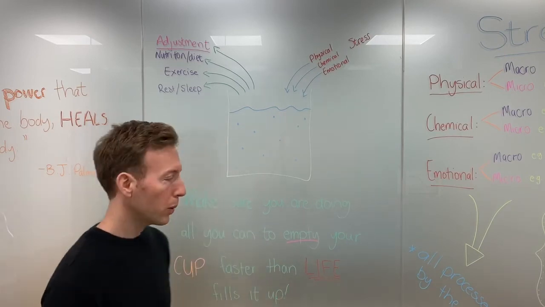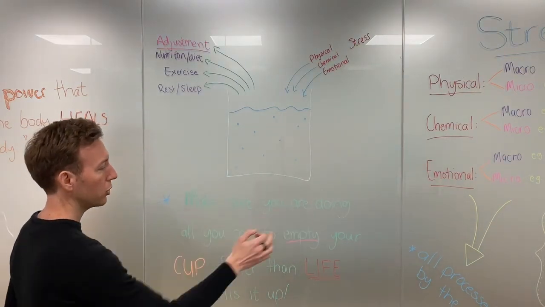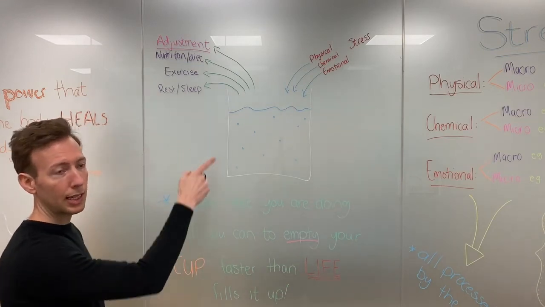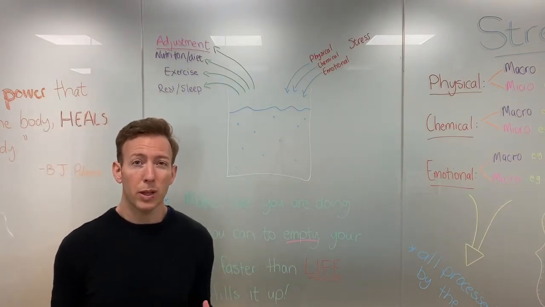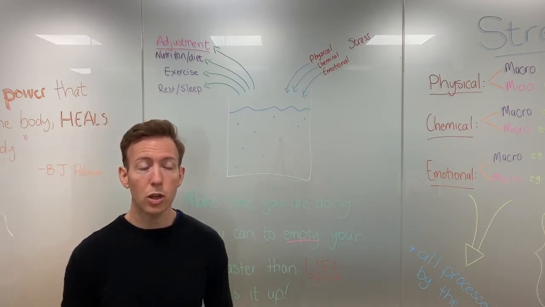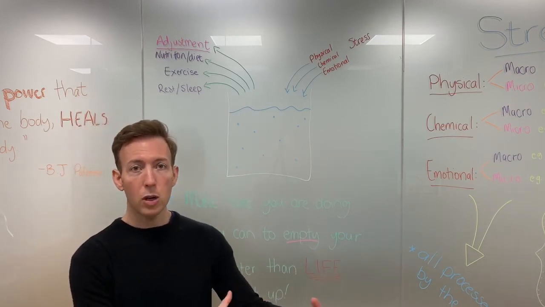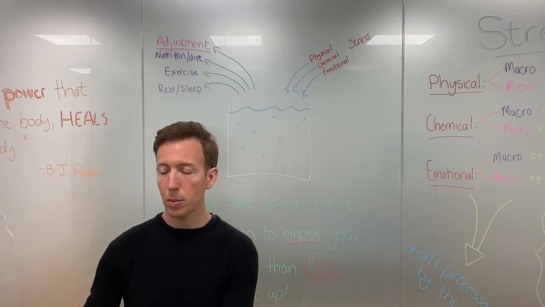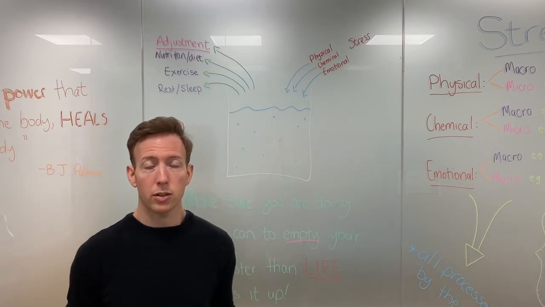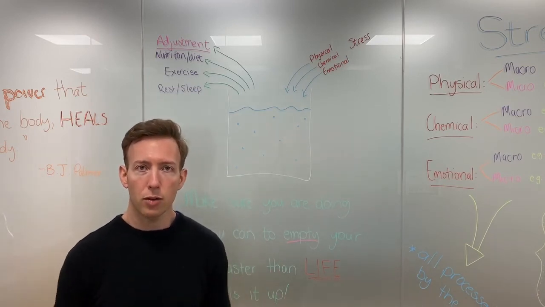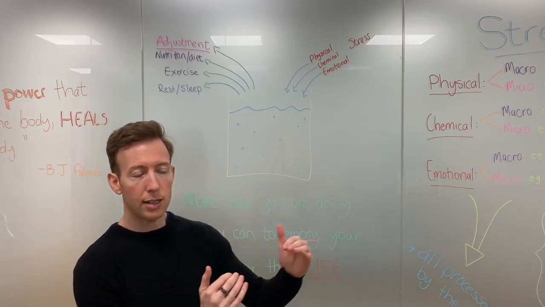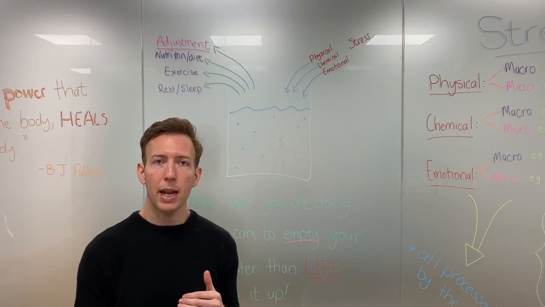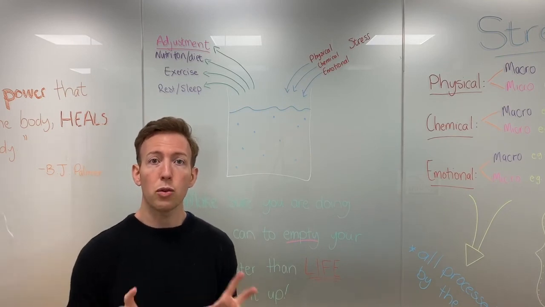So essentially, what we want to do is make sure that you're doing everything you can to empty that cup faster than life is filling it up. Because really, we can't stop stress from happening. We can't stop things like our boss, we can't stop finances, we can't stop coronavirus, all these things from happening. But we can try and mitigate that by doing everything we can to set ourselves up so that our body is better able to respond to that and not react to that.